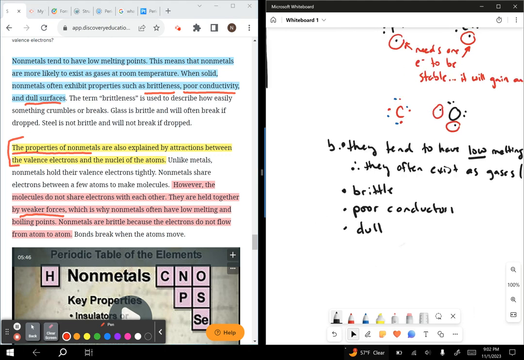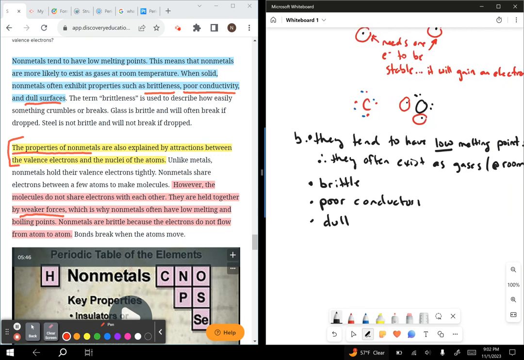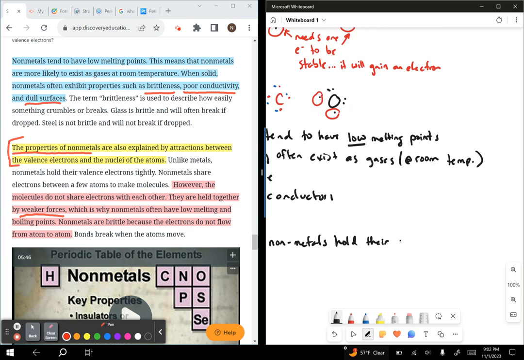Okay, so what can we say about this here? Let's put this down here. We're going to say number 1, nonmetals hold their valence electrons tightly.